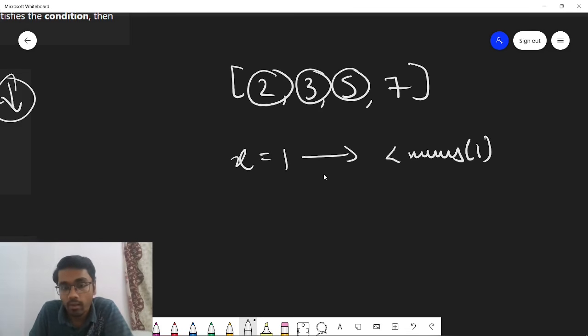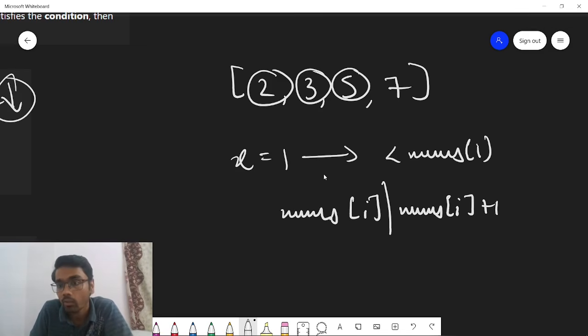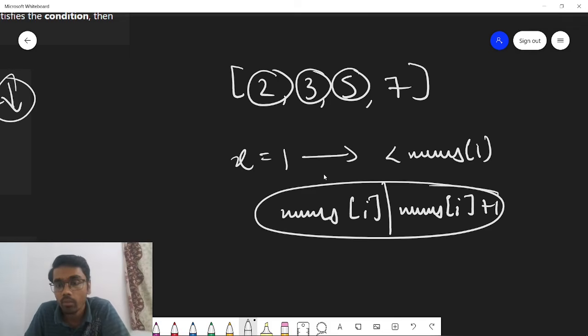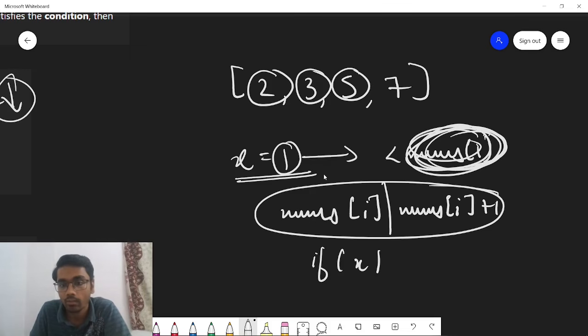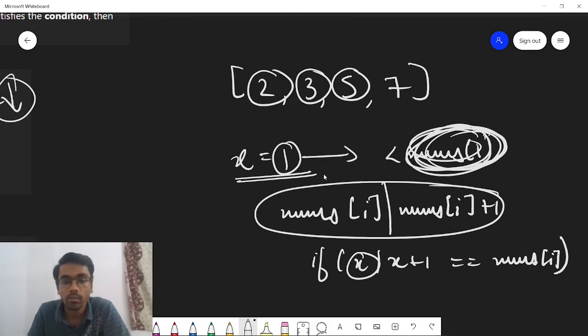Because if you take a value greater than or equal to nums of i, and you do OR with nums of i plus 1, then obviously this OR value will be greater than nums of i. So there is no point in checking values equal to or greater than nums of i. So we'll be running a for loop for x with value starting from 1 up till less than nums of i, and we can check this condition: if x OR x plus 1 equals nums of i, then we can say that this x is the minimum value possible.